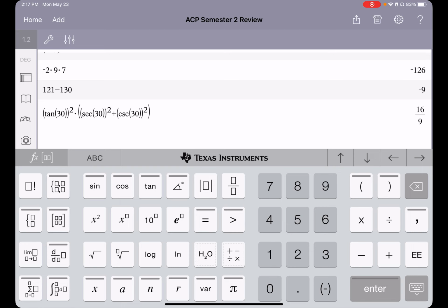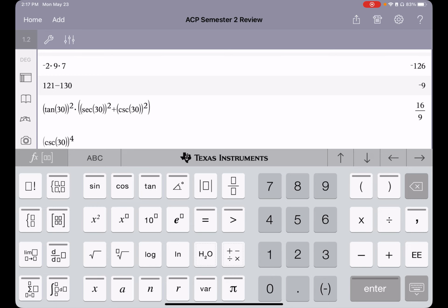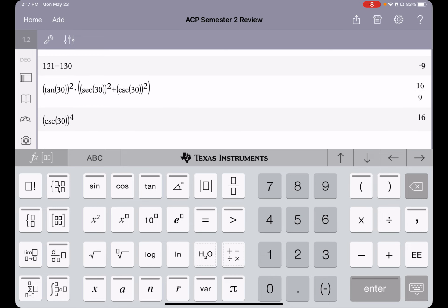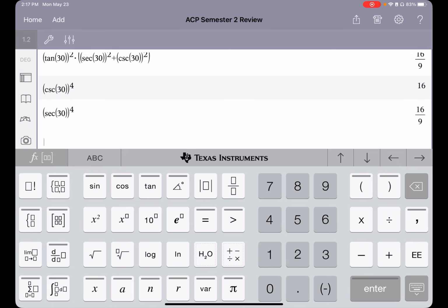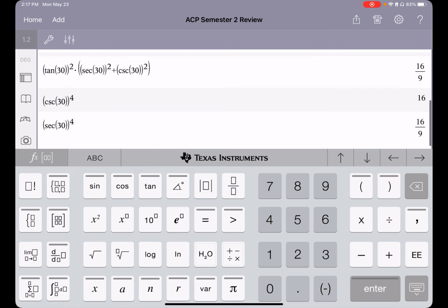So let's say I'm going to do A. So that's cosecant. And again, use the same fake angle that we've been using. We're going to close that, and then we're going to do to the power of 4 and press enter. That is not equivalent to 16 over 9, so A is not the right answer. Let's try B. So secant of 30, parentheses, parentheses, power of 4, press enter. That is equivalent to 16 over 9, and therefore now we can be sure that B is the correct answer.